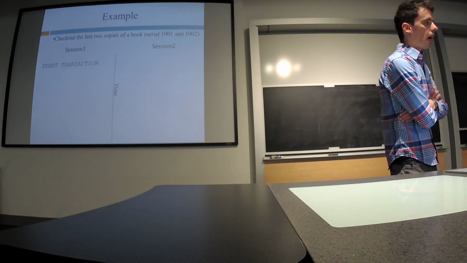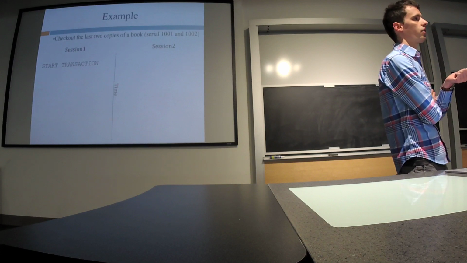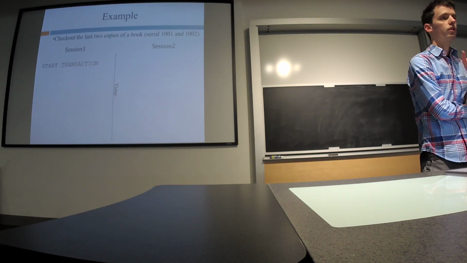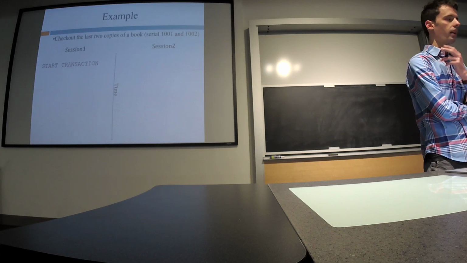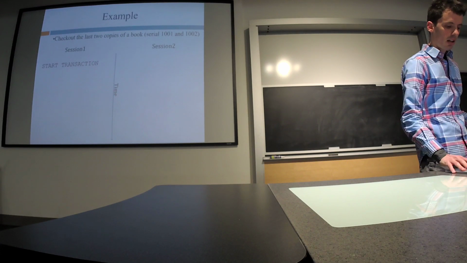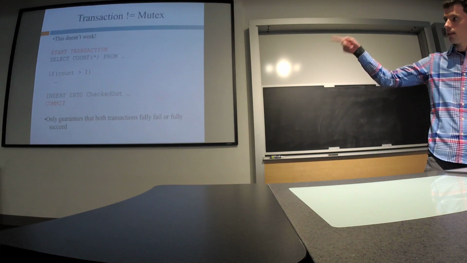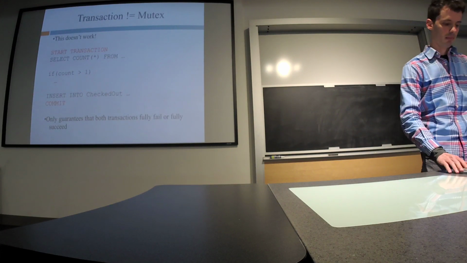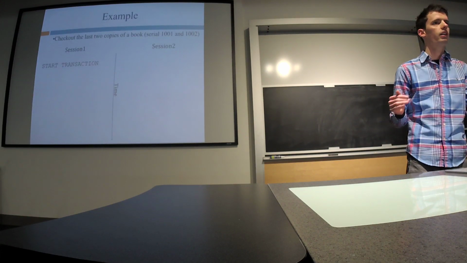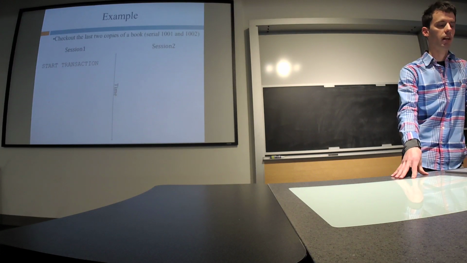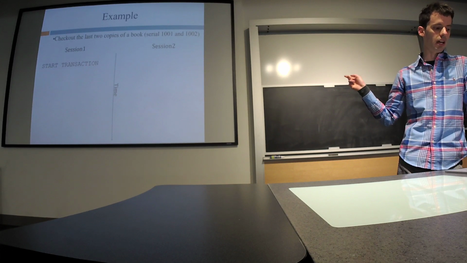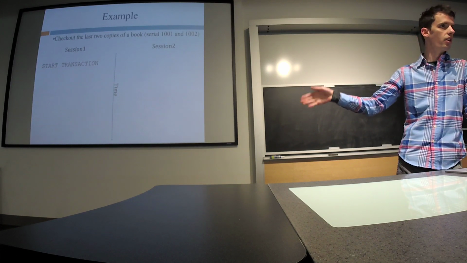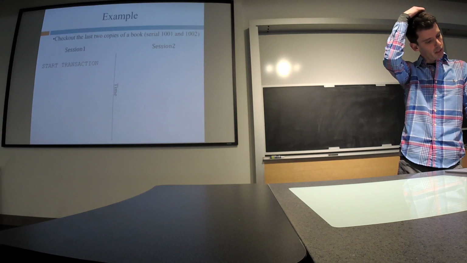So how can we have two successful concurrent transactions, where they're both running this code inside the transaction? Okay, let's just kind of look at a timeline. So I'm trying to check out the last two copies of Harry Potter. That was serial 1001 and 1002. So say 1001 is the session on the left and 1002 is the one on the right.